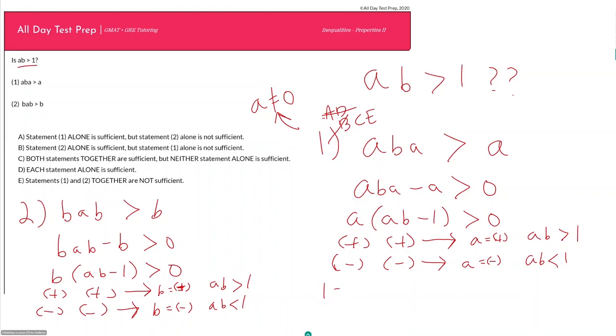So now, when I'm looking at my two statements together, it looks like I can still have AB greater than 1. And when that's true, A is positive and B is positive. I can also have AB be less than 1. So when AB is less than 1, A is negative and B is negative. So can that work? We have this scenario, and we can still have this scenario, right?